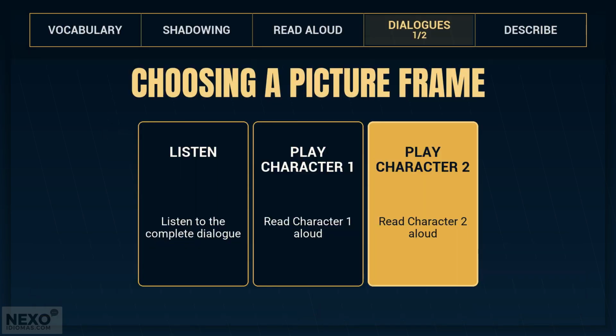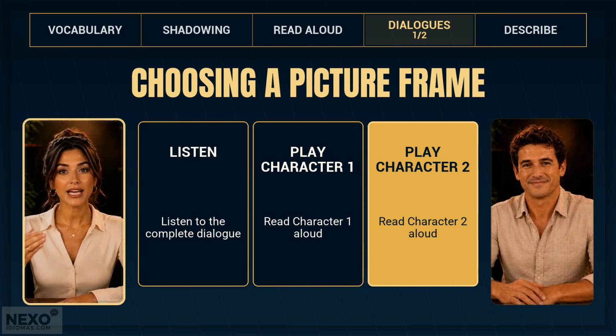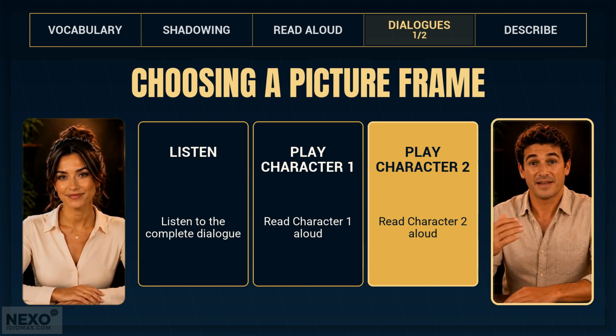Choosing a picture frame. Read character 2 aloud while that character is silent. Now I will play character 2.